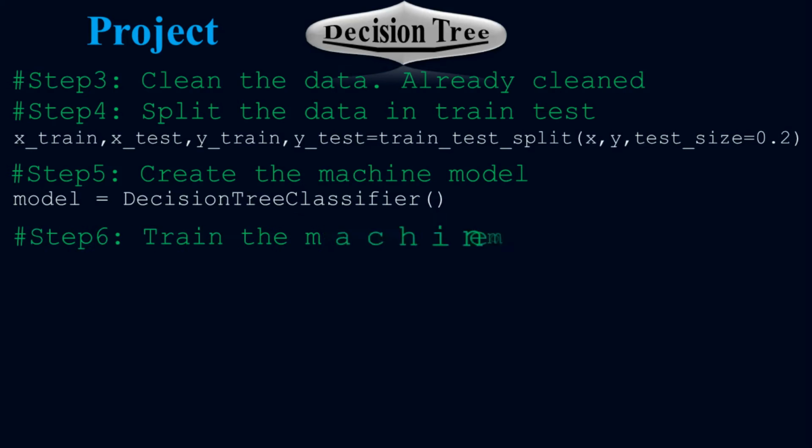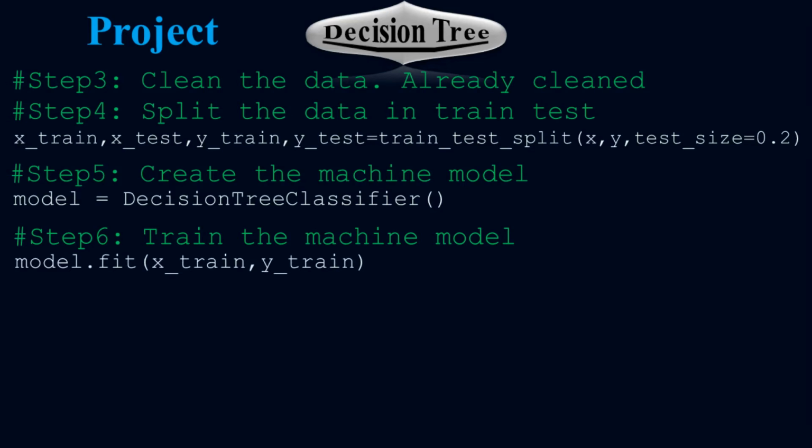And then in step number 6, we need to train the machine model. We have created the model. Now the next step is to train the model. To train the model, I'm going to use the fit method. So model.fit of x train, y train. Look, for the training, I will pick only x train and y train. So I will only pick the training data. It is 80%. I'm not interrupting the x test data and the y test data. The test data is 20%. So I will keep this 20% safe on one side.